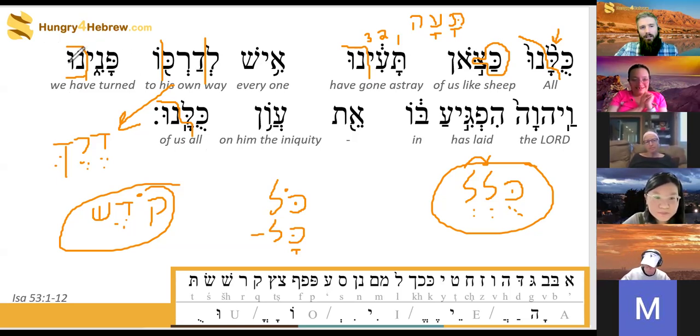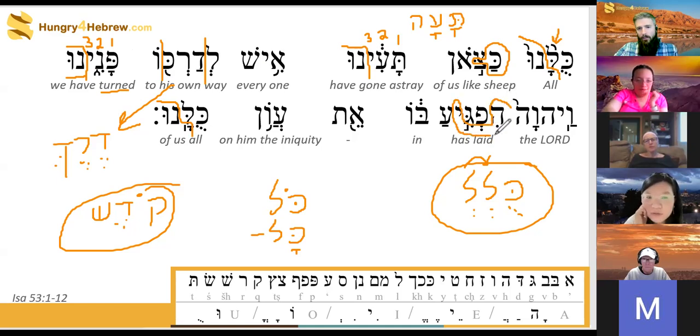We. In this verb, what did we do? Pei, nun, yod. We turned, paninu. We faced a certain direction. It's the same root as pana, like panim. We faced each man to his own way, or we turned each man to his own way. Vadonai hifgia bo. And the Lord, or Hashem, hifgia. What pattern or binyan of a word is this? The hifil. What is the root? Paga.